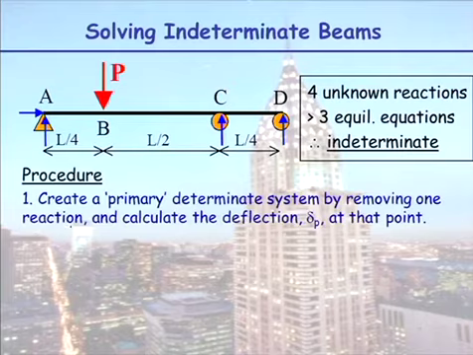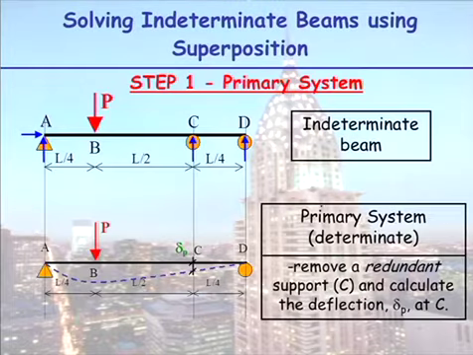You're going to create what we call a primary system, and that system is going to be determinate. So you're going to create 2 systems that are determinate, and then you're going to link them by compatibility. So we create a primary determinate system by removing one reaction, and then we calculate the deflection at that point.